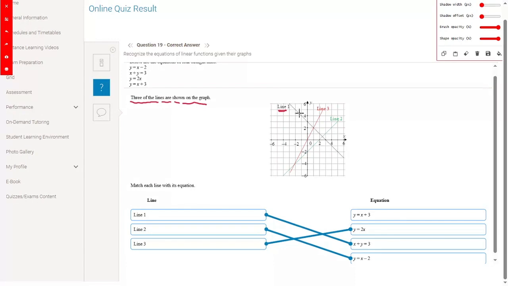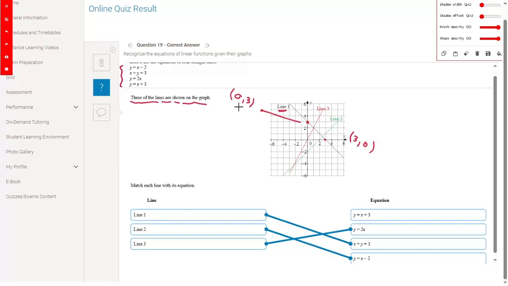This is line 1. Line 1 intersects the x-axis and y-axis at points, for example this point, it will be 0 and 3. And it also intersects here at 3 and 0. This is for line 1. Now to see which of these equations matches this line, we can substitute these 2 points in the equations and see if it works or not.